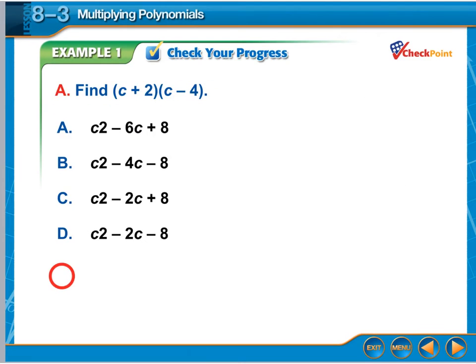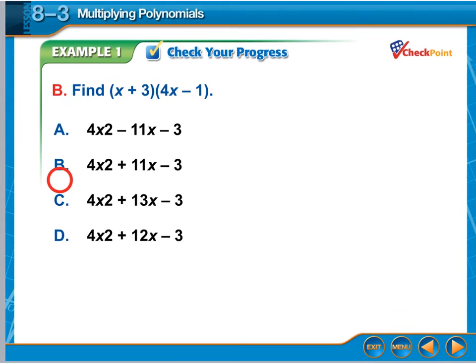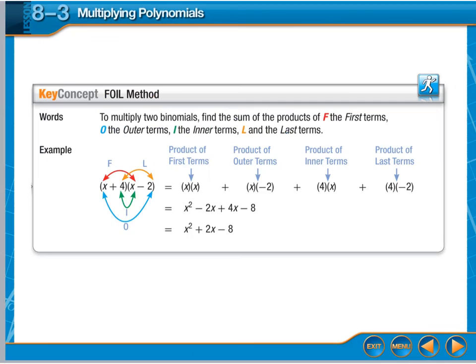All right, so there's one for you guys to try. This here would be your answer. Give that a try. Take a look at that. You can stop the video if you need to. There's another one, and it looks like this is going to be your answer here, B. Okay, so give those a try. Stop the video if you need to.